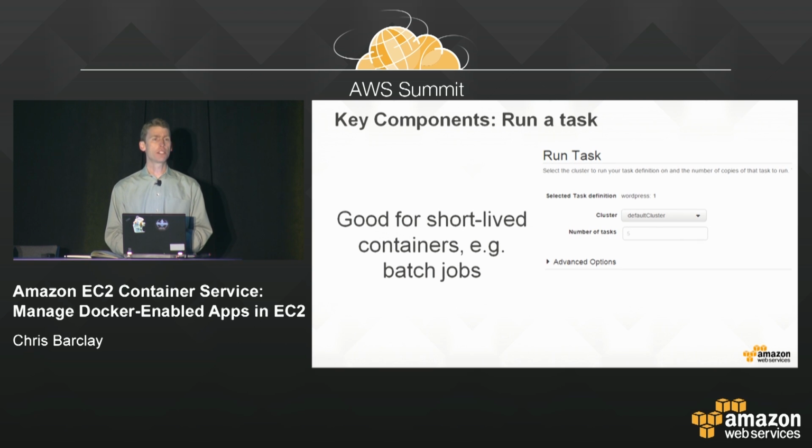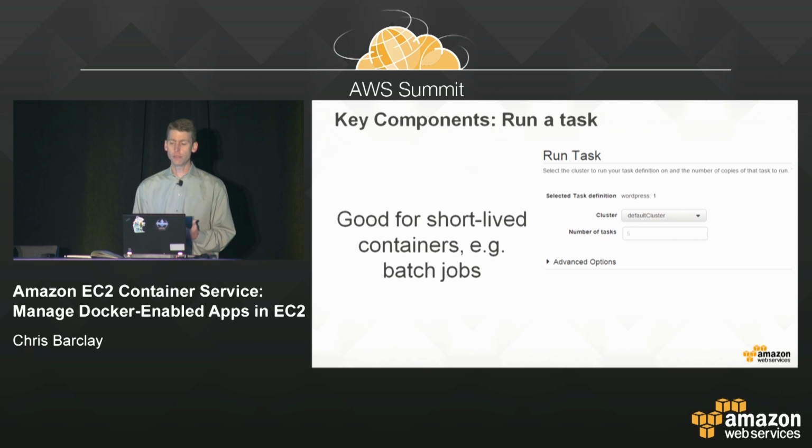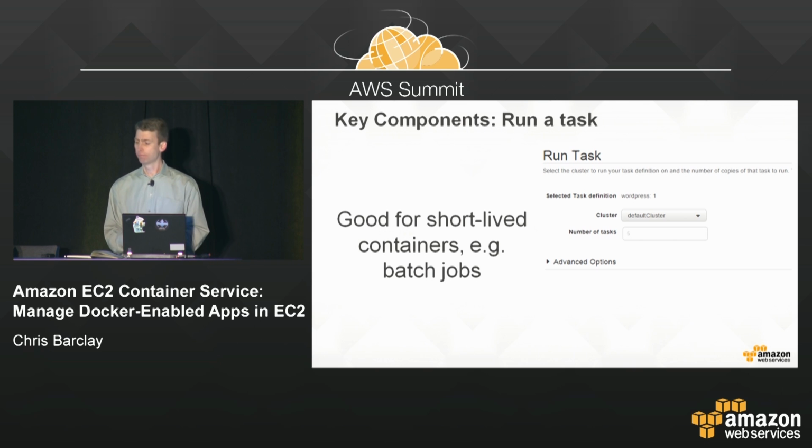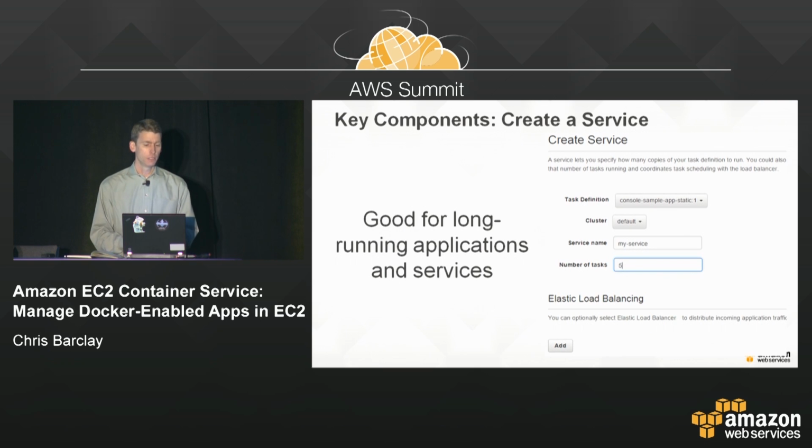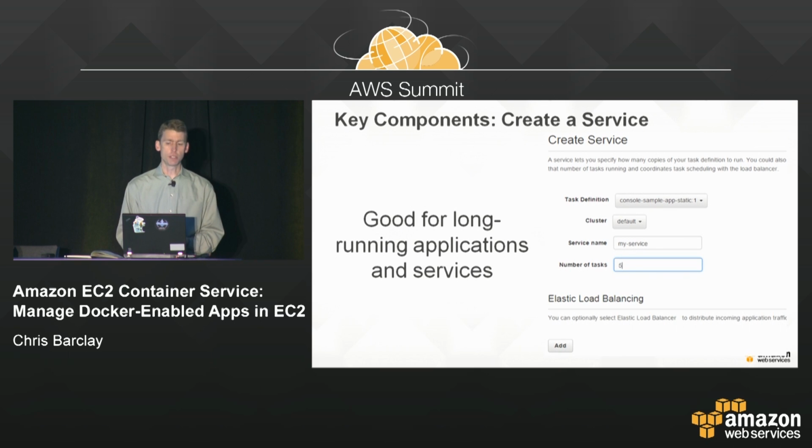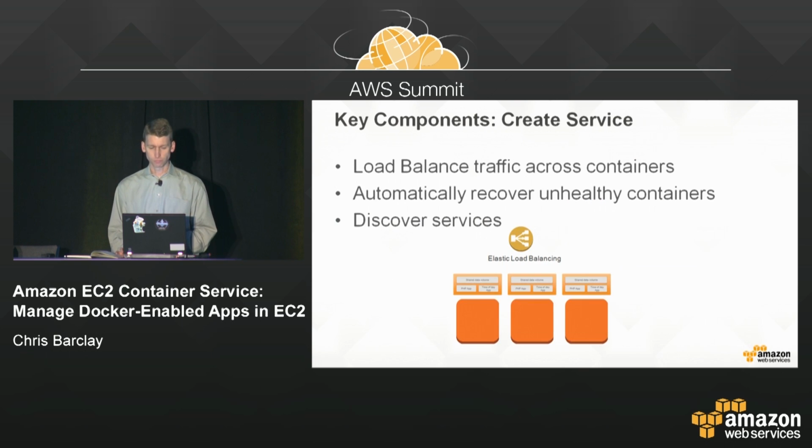ECS has two APIs that we give you for scheduling. Run task is a simple API that lets you randomly place tasks in a spot that fits. It's good for short-lived containers like batch jobs. Today we announced the ability to create services. The service scheduler is good for long-running applications. You reference the task definition and a count of how many tasks you want to run, and optionally an Elastic Load Balancer. The load balancer then routes traffic across your containers.